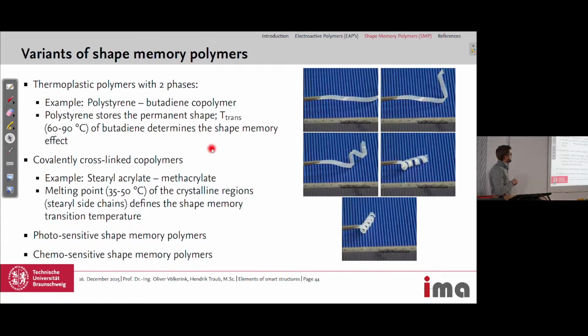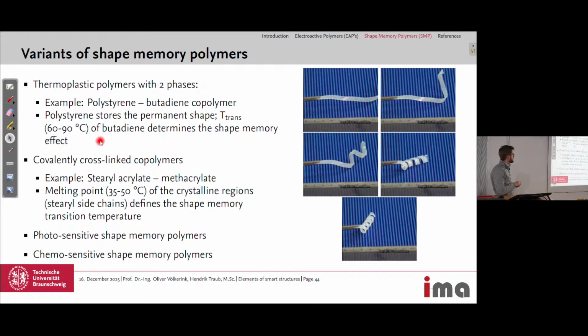Examples of shape memory polymers are thermoplastic polymers with two phases, for example polystyrene butadiene copolymer. The polystyrene stores the permanent shape. It has a transition temperature of 60 to 90 degrees, and the other component, the butadiene, determines the shape memory effect. So we have to heat it up above 90 degrees, and then it goes back to its original shape.